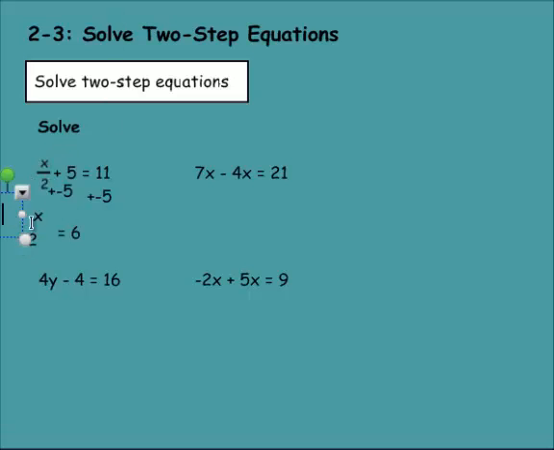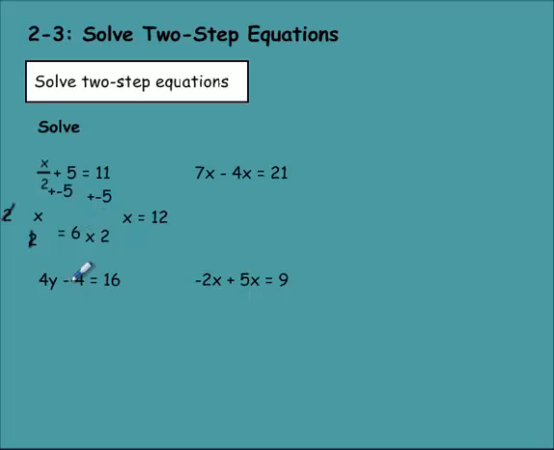Then we'll be multiplying both by 2, which would then cross these out. So x would be equaling 6 times 2, which then we would know x would equal 12. Let's solve this one over here then. We have 4 times y, then minus 4 equals 16.